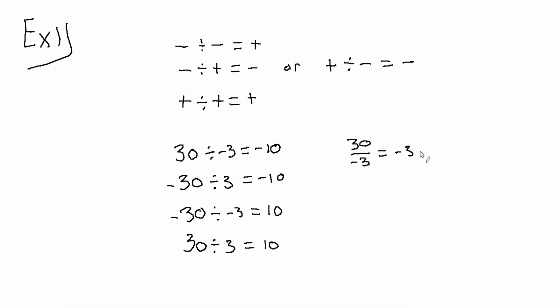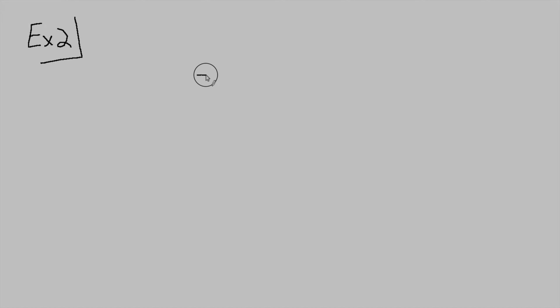You can rewrite each of these divisions in the fraction form. As for example, 30 over negative 3 would equal negative 10. Negative 30 over 3 would equal negative 10. Negative 30 over negative 3 would equal 10. And 30 over 3 would equal 10. Let's go over example number 2.